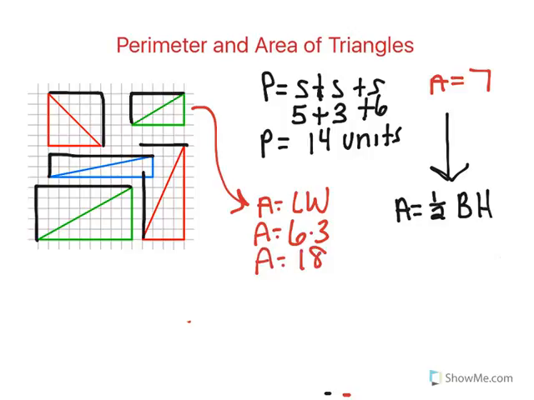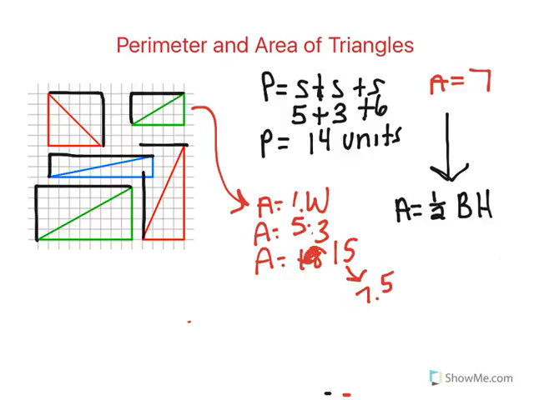Oops, and I'm noticing I made another mistake here, that my length is not 6, my length is 5. My width is 3, so I have an area of 15. And so now I know that, I can find half of it. And I know that half of 15 is 7.5.